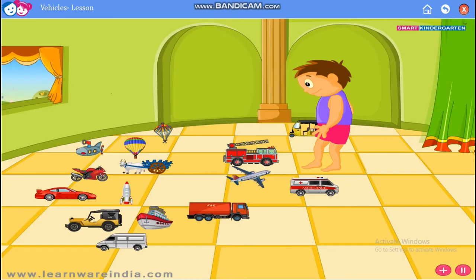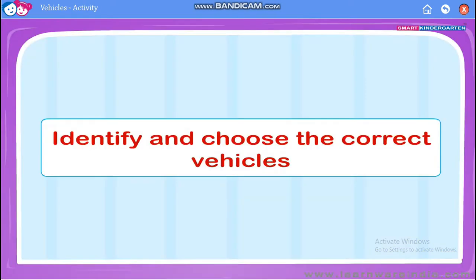The vehicles enjoyed their night of freedom. But the next morning, when Chris went to play with his toys, they were all there just as he had left them. Identify and choose the correct vehicles.